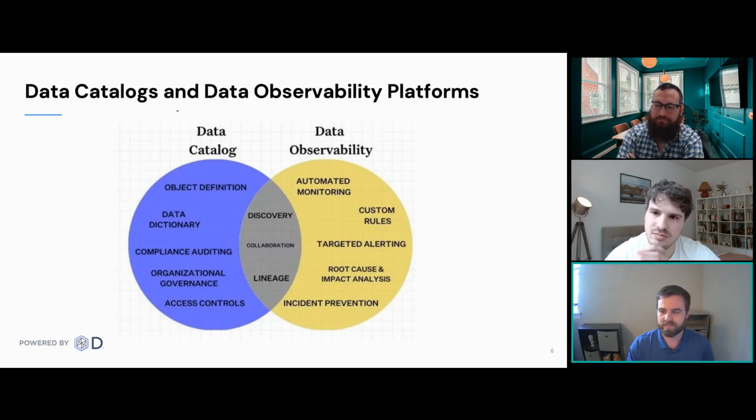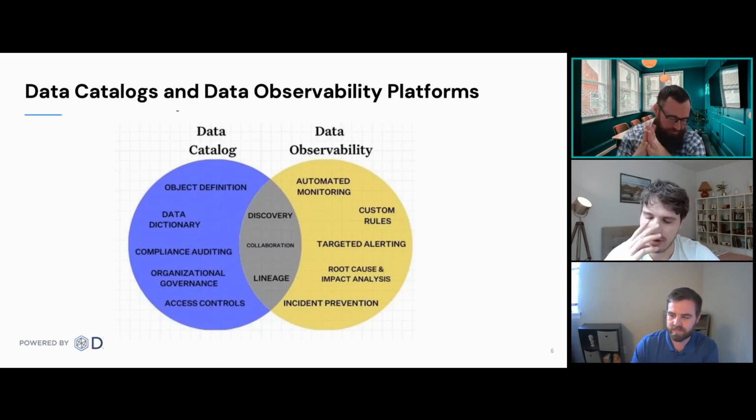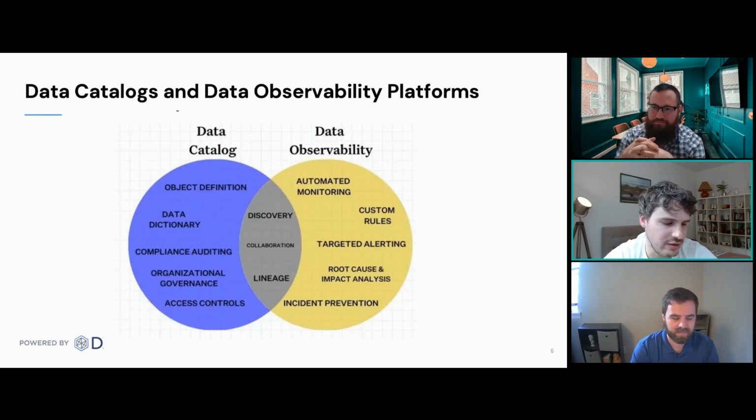That's a good point. I just got an idea from previous questions: if you want to use both a data catalog and a data observability platform, you can probably use the data catalog to find the popular assets that you will prioritize in terms of quality initiatives, for example. Yeah, that's a good point.